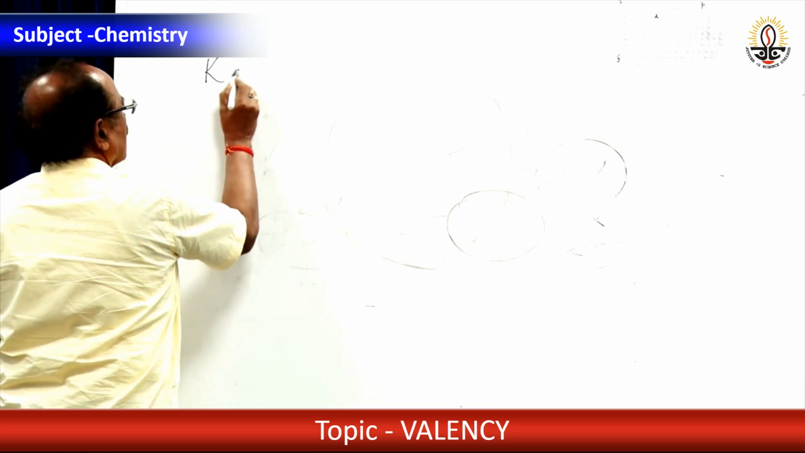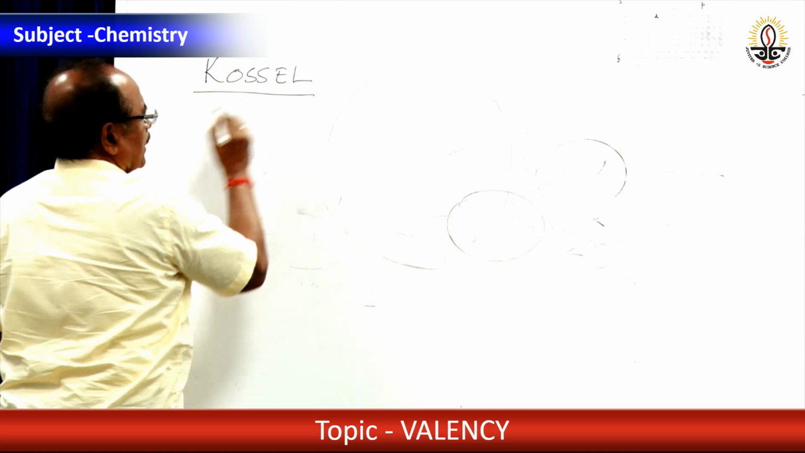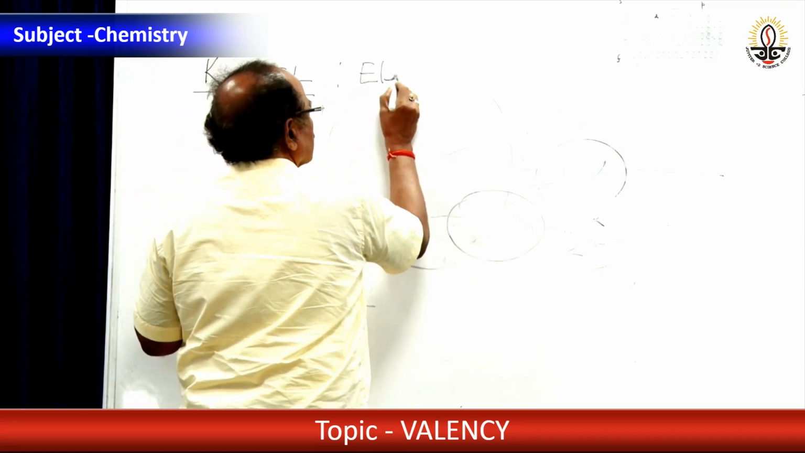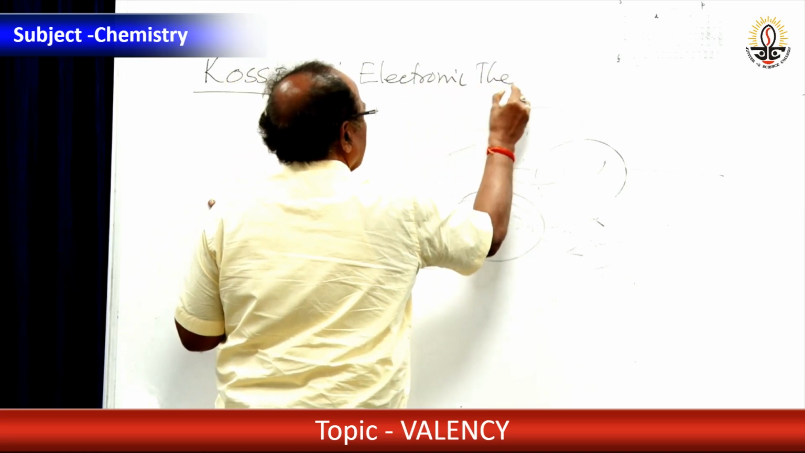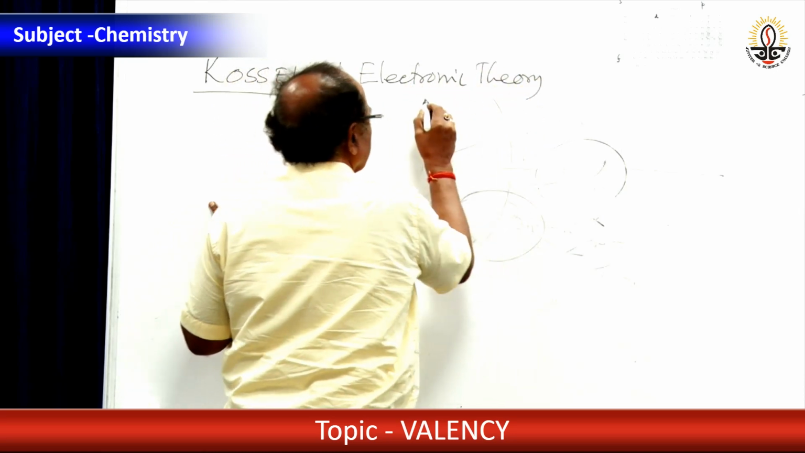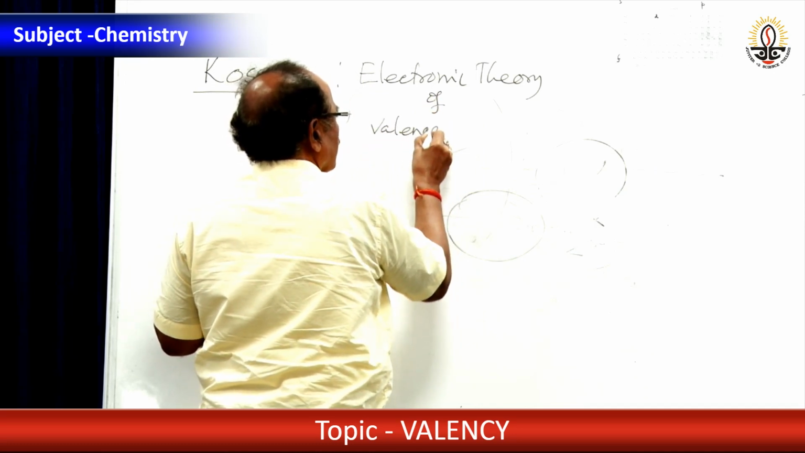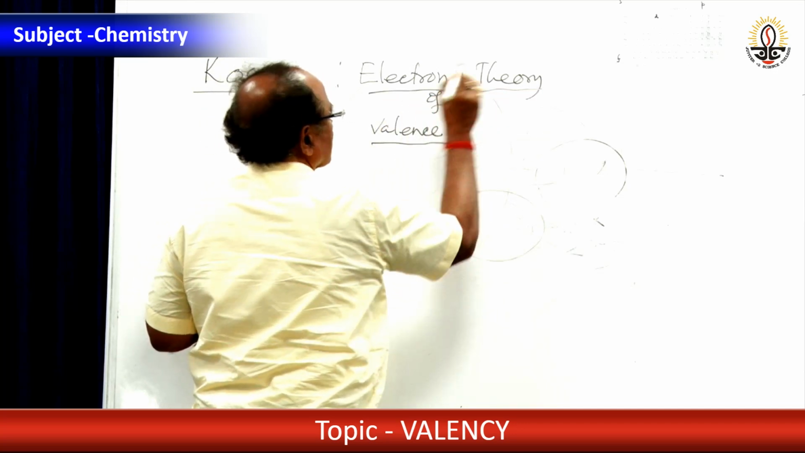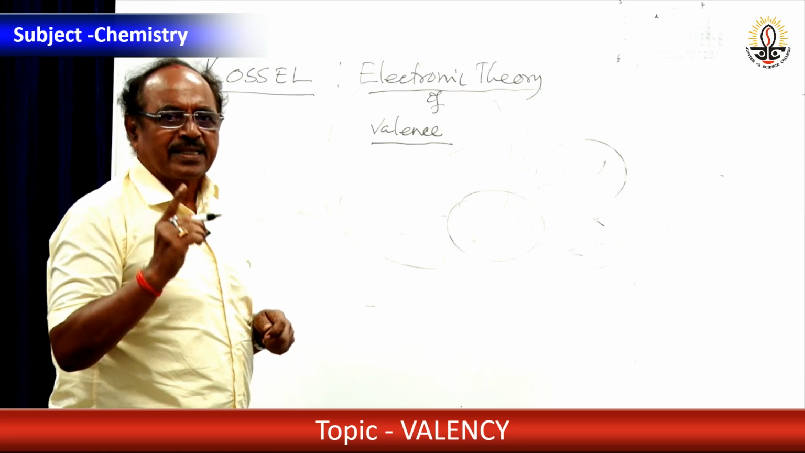Kossel took this simple concept and proposed a theory called the electronic theory of valency, according to the rule of octet. So, this is the idea he wanted to explain.